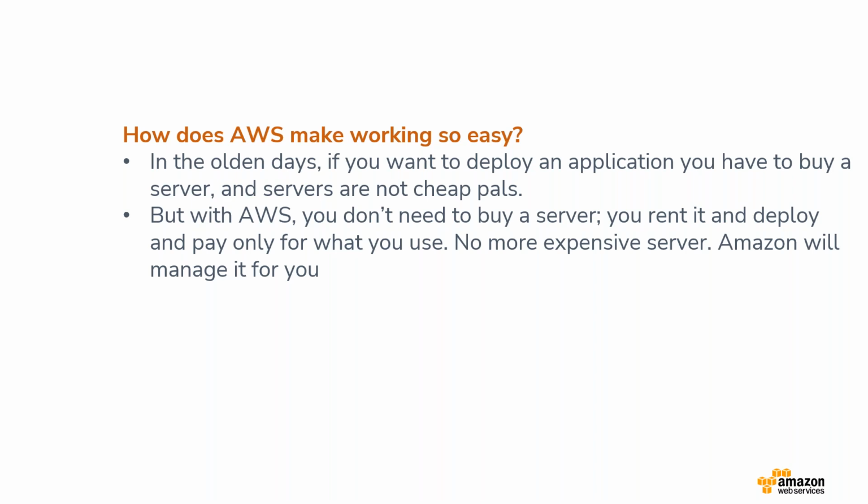Now, how does AWS make working so easy? This is very important. In the olden days, if you wanted to deploy applications, you had to buy servers, databases, networking devices, security, firewalls, all that stuff. But with AWS, you don't need to buy any servers. You just rent it, deploy, and pay for what you use. No more expensive servers. Amazon will manage it for you. And the maintenance: if you compare with on-premises, if there is a hardware issue, everything has to be taken care of by ourselves. But if something goes wrong with the hardware in AWS, AWS takes responsibility for fixing that issue.